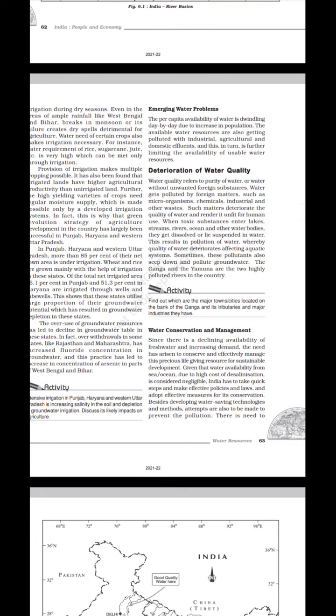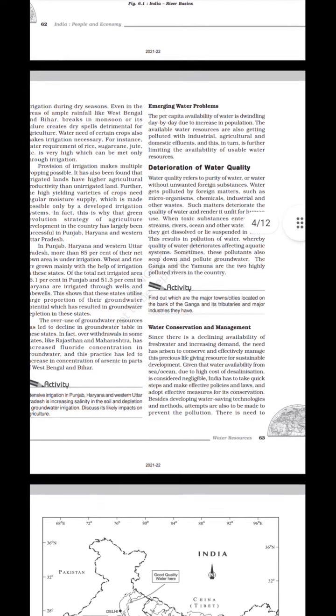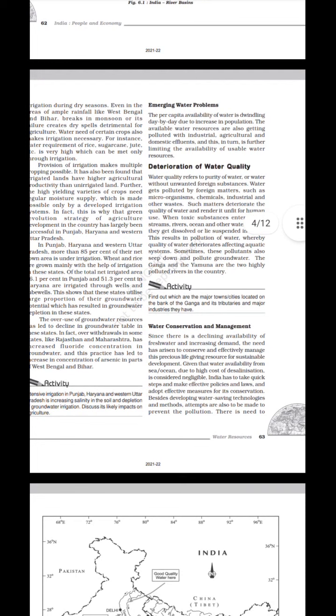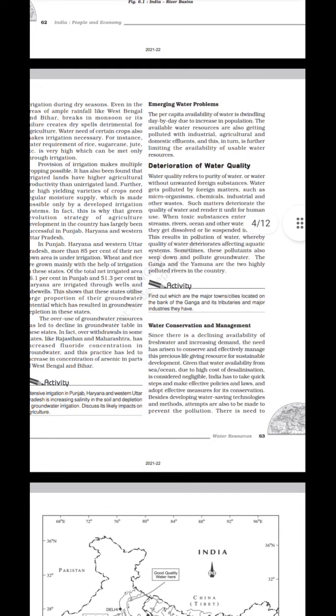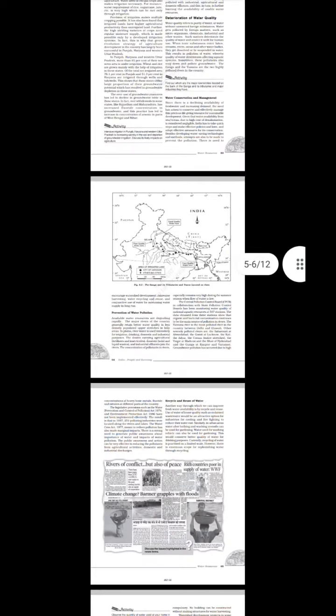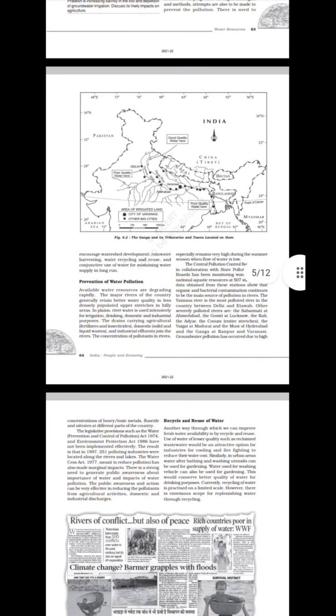Given that water availability from sea or ocean is considered negligible due to the high cost of desalination, India has to take quick steps and make effective policies and laws and adopt effective measures for its conservation. Besides developing water saving technologies and methods, attempts are also to be made to prevent pollution. There is need to encourage watershed development, rainwater harvesting, water recycling and reuse, and conjunctive use of water for sustaining water supply in the long run. Prevention of water pollution.